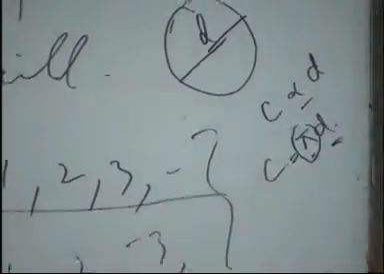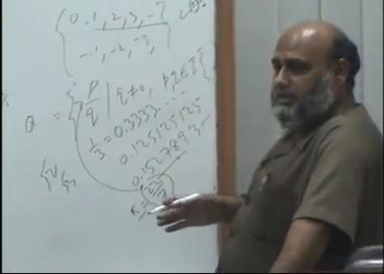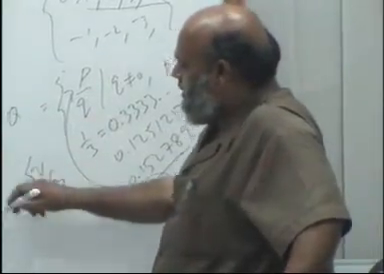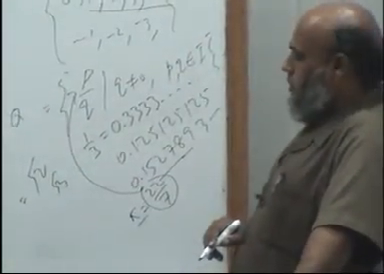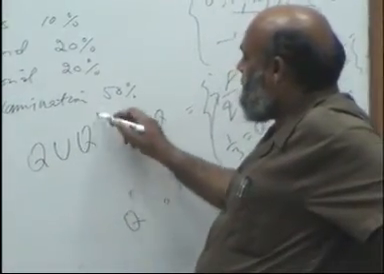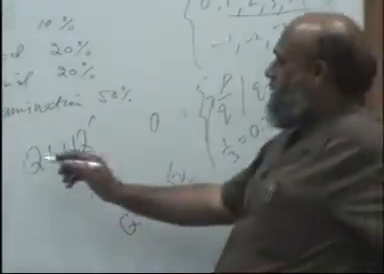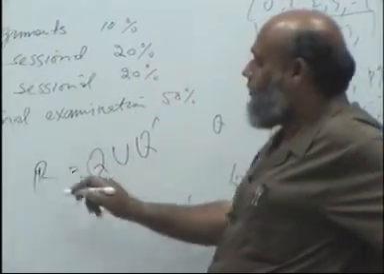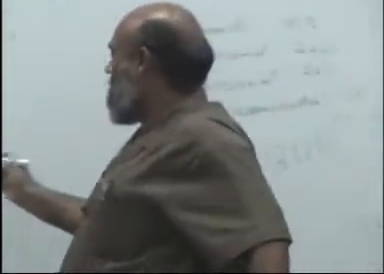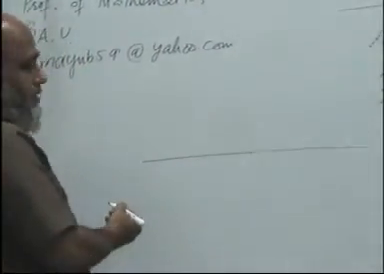Similarly, under root 2, under root 5, or under root 3, these are irrational numbers. Then the combination of rational and irrational numbers is denoted by Q prime. So we have Q union Q prime, meaning the combination of rational and irrational numbers. This is denoted by the set of real numbers, and the graphical representation of the set of real numbers is basically a line.